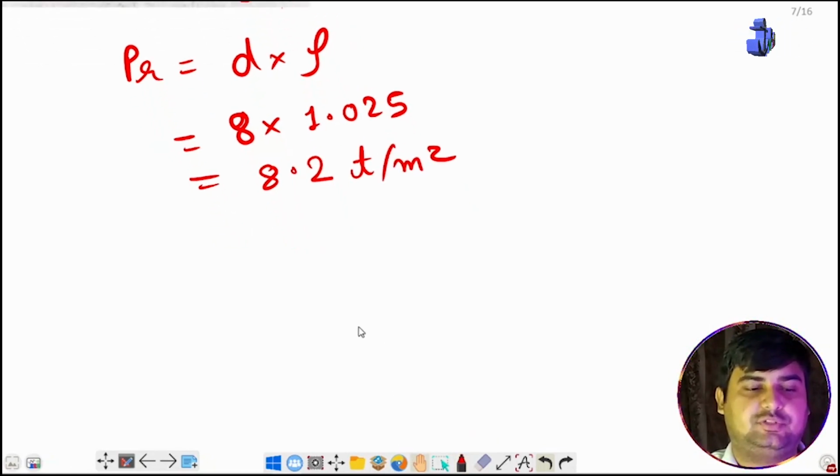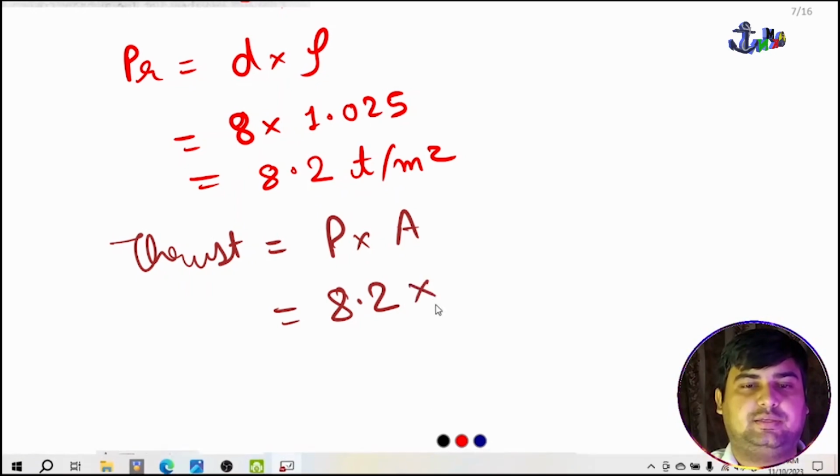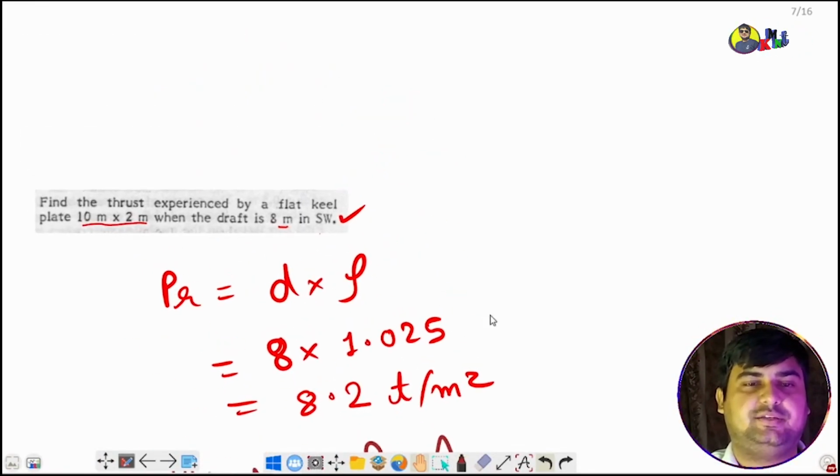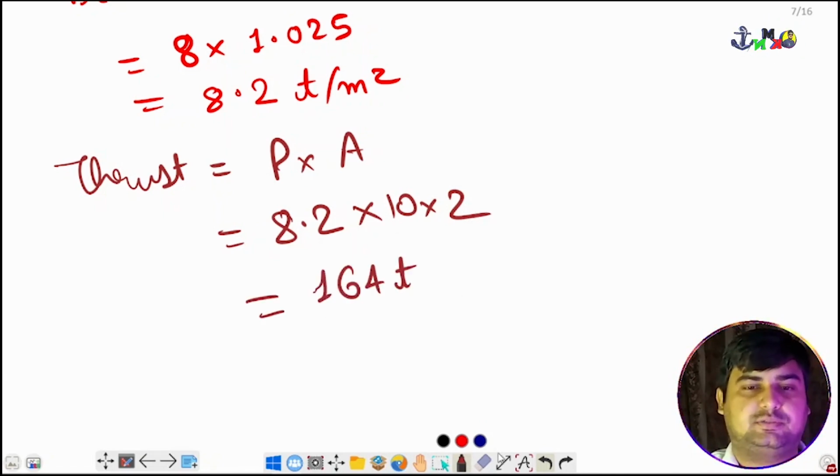Now we need to find out the thrust also. So thrust is equals to pressure into area. Pressure is 8.2 and area will be 10 into 2, flat keel, 10 into 2. It will be equals to 164 tons. So this is the thrust.